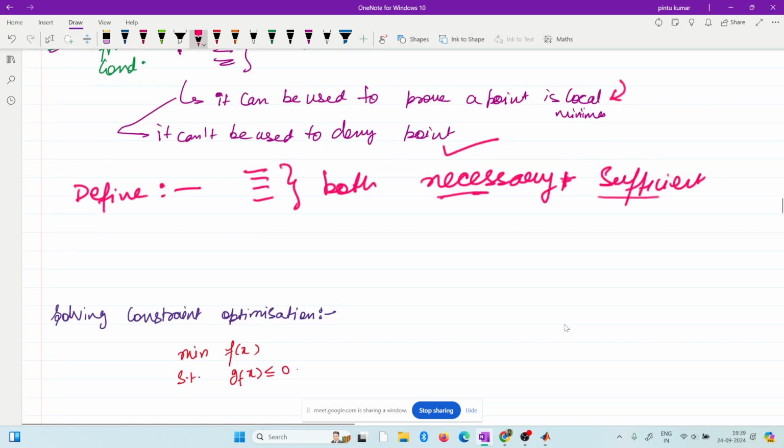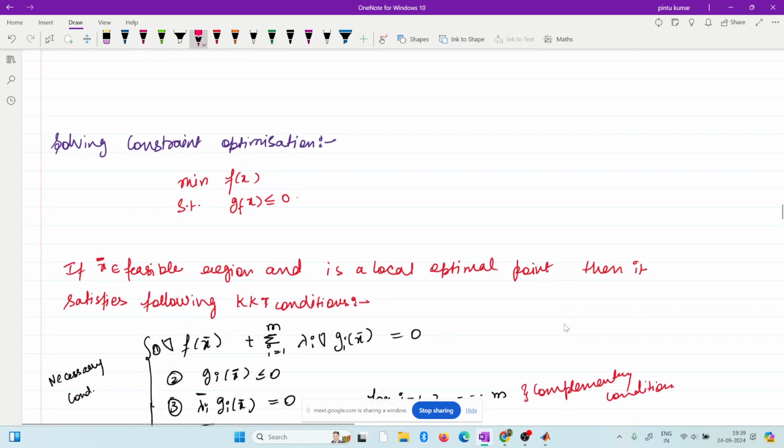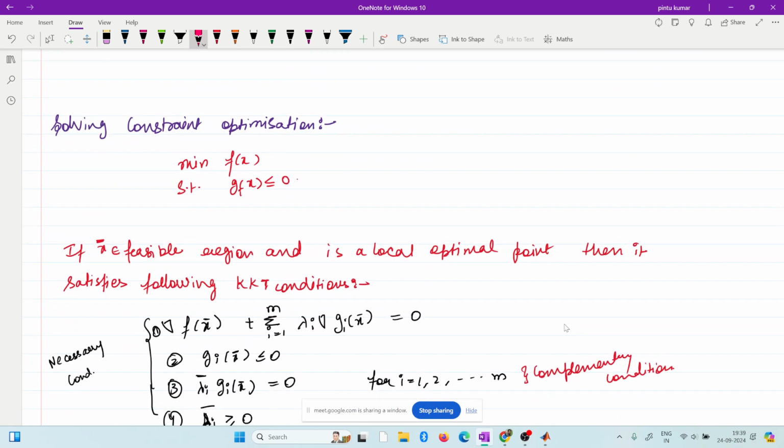Okay, now let's come to solving constrained optimization. So we were dealing with unconstrained optimization till now. Let's say you add some constraints on your optimization. How do you solve this kind of problem? What is the behavior of stationary points and those kinds of things?